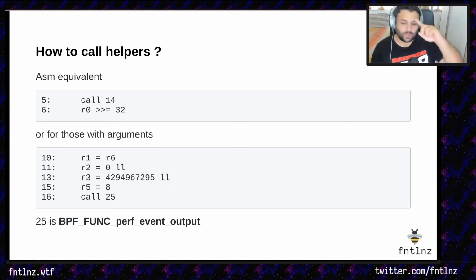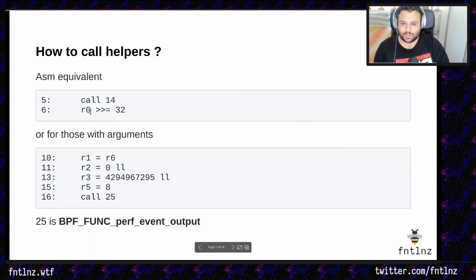If you convert your program to assembly, the same call can be seen there. Just call 14, and R0 is the register where the result is. In this case, I shifted 32 bits, or in a helper with arguments like perf event output, before calling 25, which is perf event output, you will also need to pass all the parameters, right? Like the context and the size and everything.